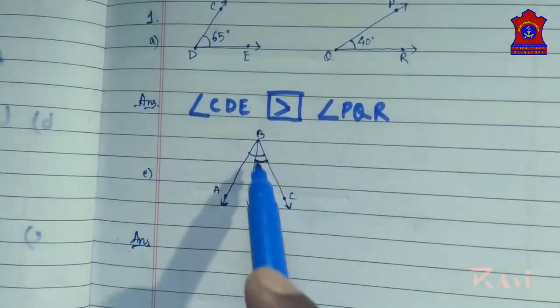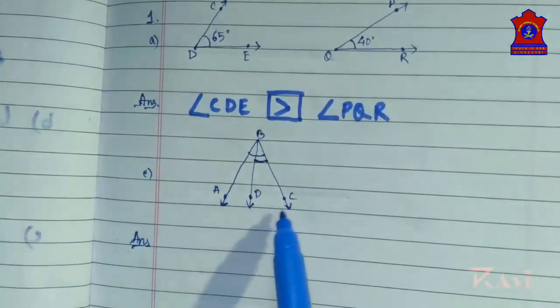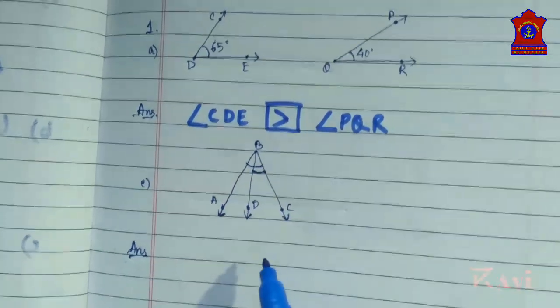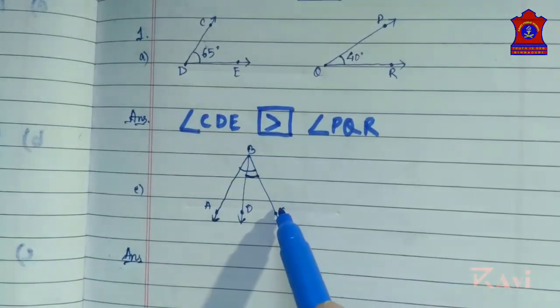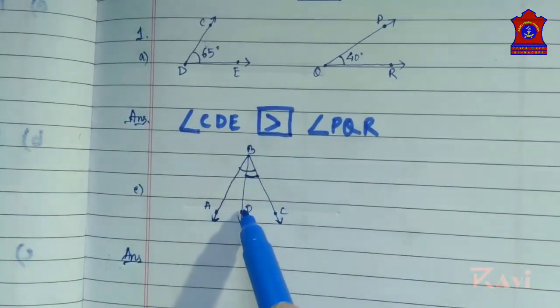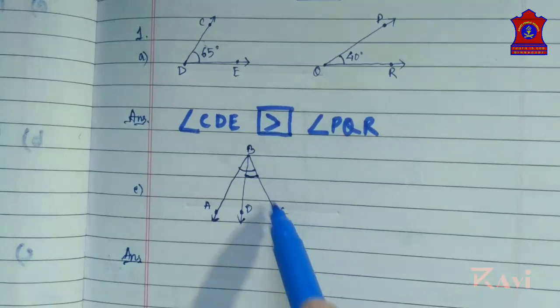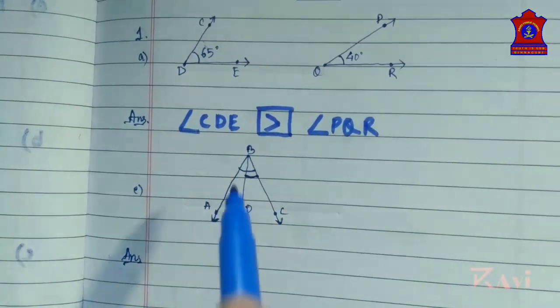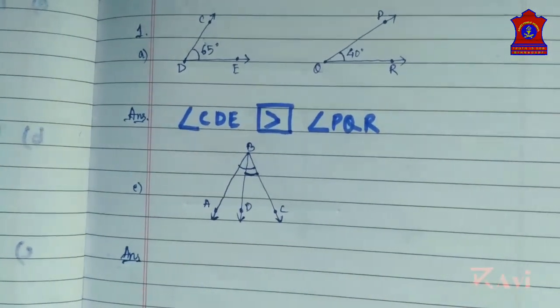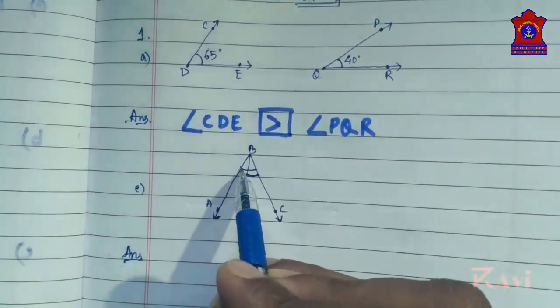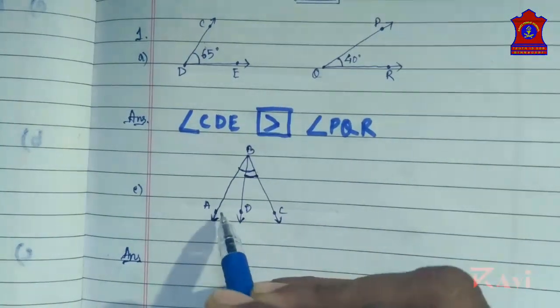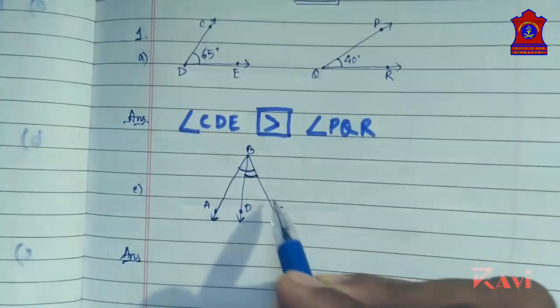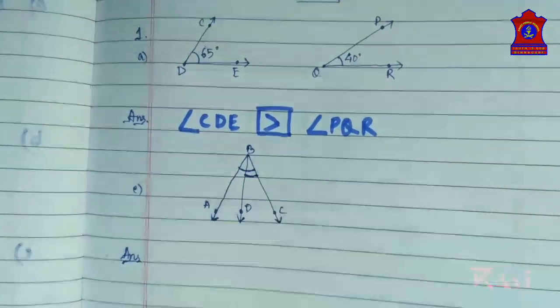See here, in the single figure, there are two angles. Angle ABC is given and angle CBD is given. So look here carefully. See here, one angle is this. This is one angle. So what is the name of this angle? ABC. This is angle ABC. Let's write it.